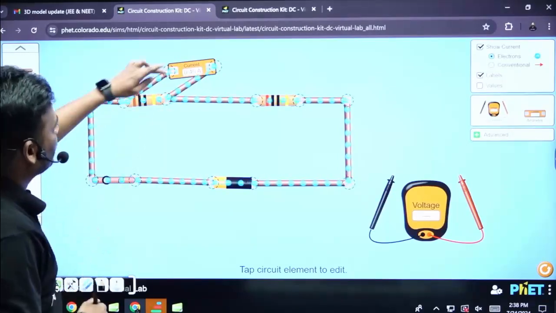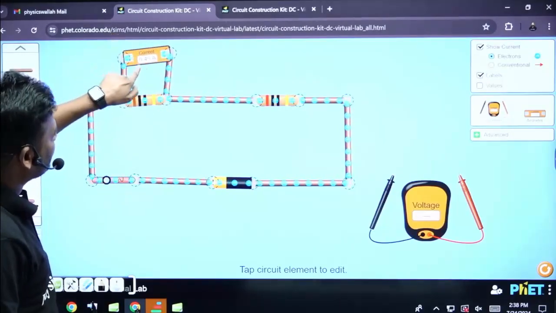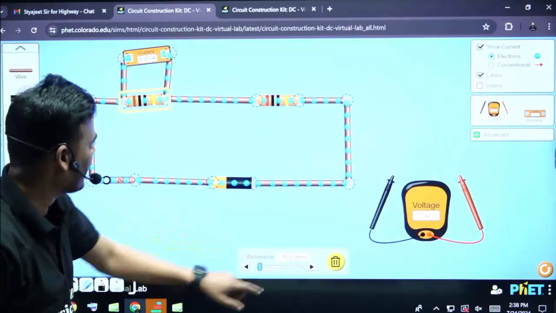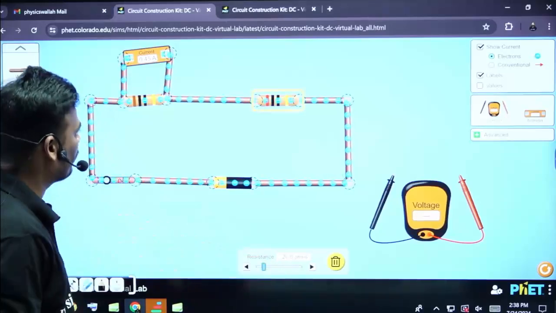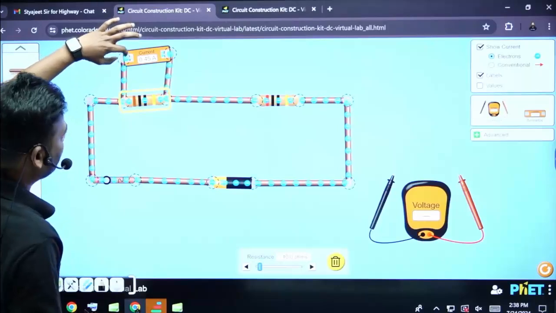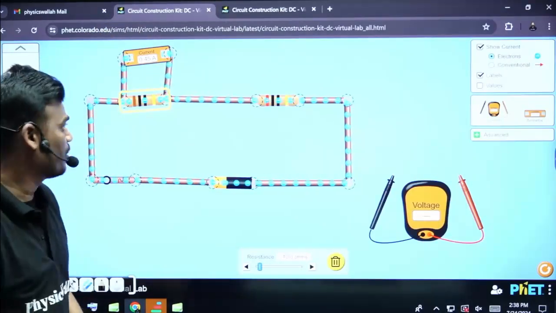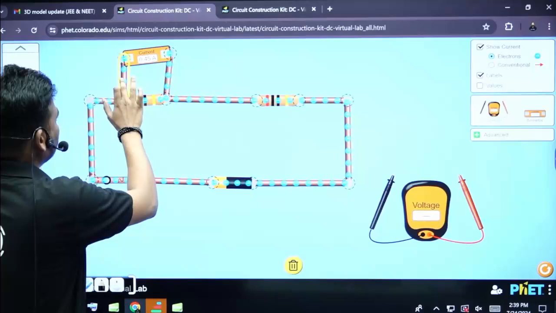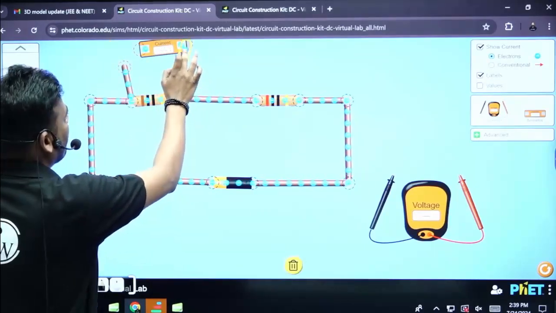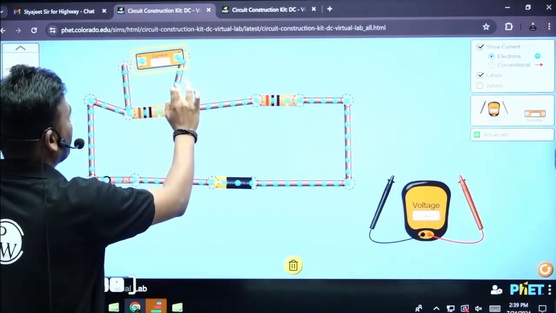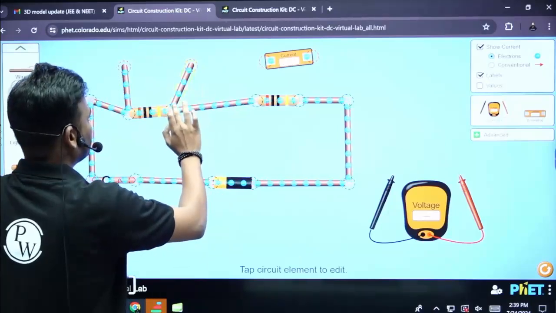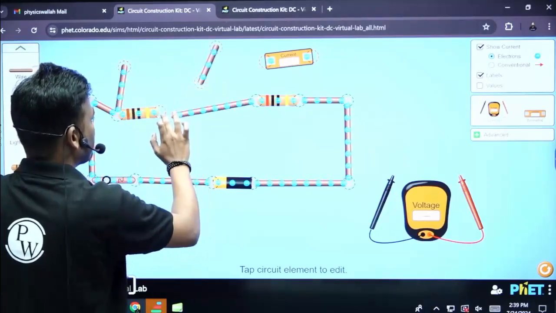So what is the current here? That is 0.45 ampere. If we consider the value of this resistance, that is 10 ohm, and the value of this resistor, that is 20 ohm. So the current across this resistor, the 10 ohm resistor, is 0.45 ampere. Now let's see across this one.